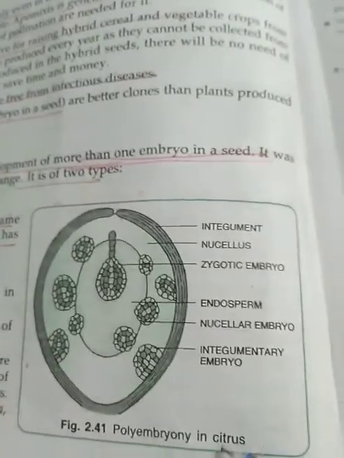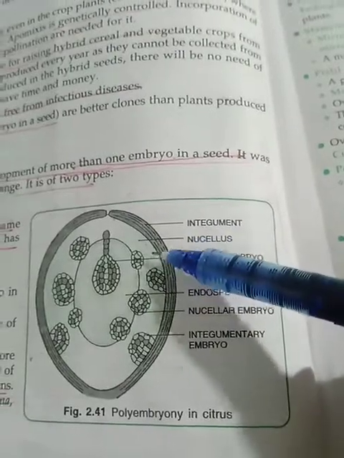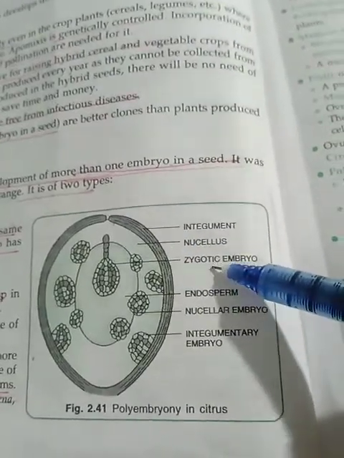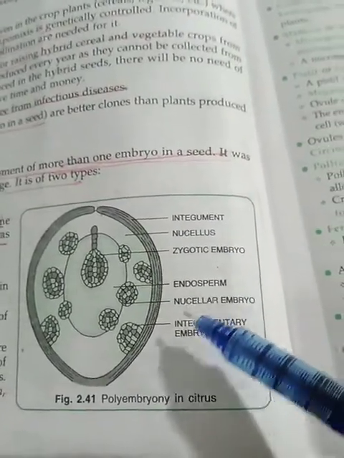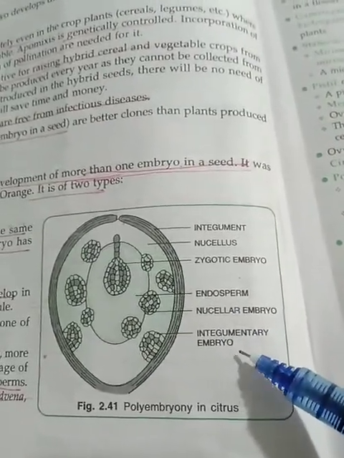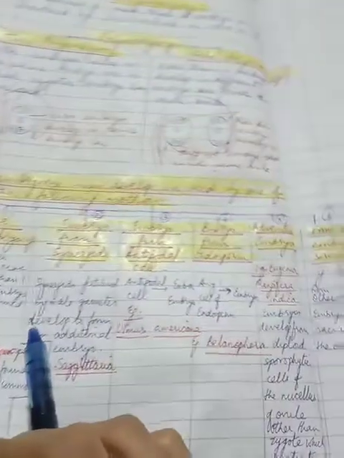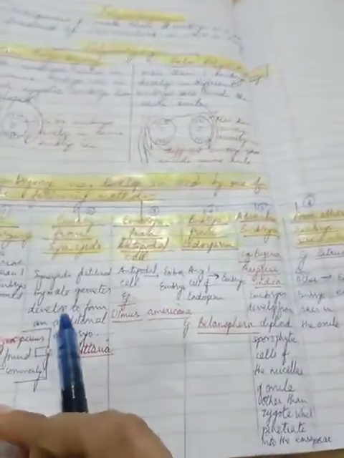I'll show you by the diagram here. This is polyembryony in citrus. You can see this is the integument, the nucellus. Then we have the zygotic embryo, endosperm, then the nucellar embryo, and that's the integumentary embryo. So I hope you've understood, children. With that, we come to an end of polyembryony and obviously the end of this chapter.